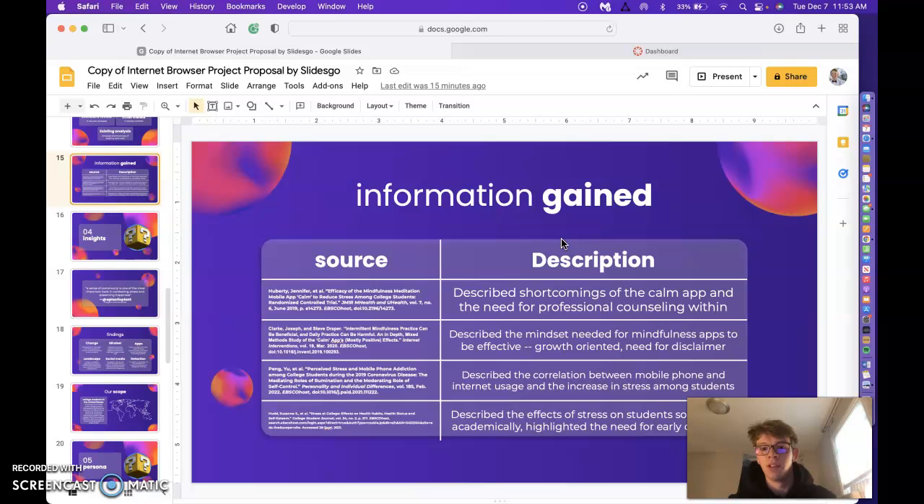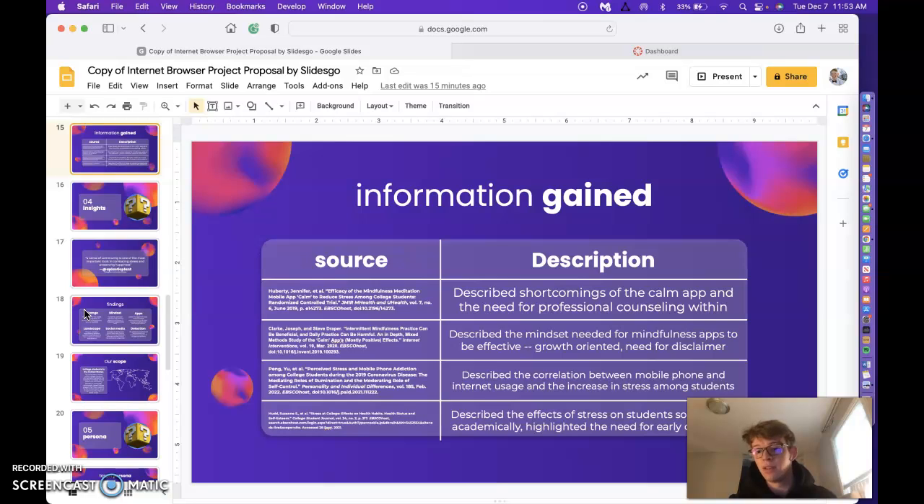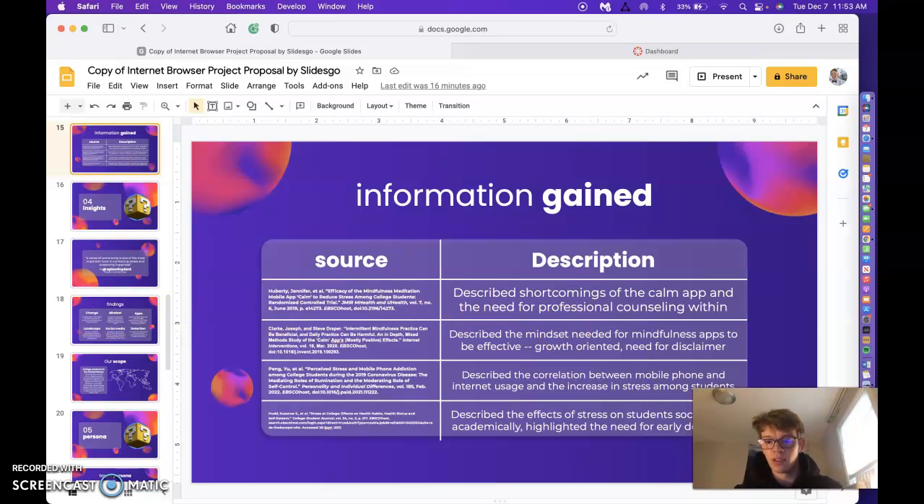Basically, need for disclaimer. The correlation between mobile phone and internet usage and stress among college students, more specifically going back to COVID, was one of the main things that accelerated and increased their usage. So they found direct correlation between an increase in stress and an increase in mobile phone and internet usage. And then finally, the last big important one was the effects of students socially and academically highlighted the need for early detection. So early detection is the biggest thing, and understanding stress in the individual is also very important. So again, our user base and databases prescribe towards that.